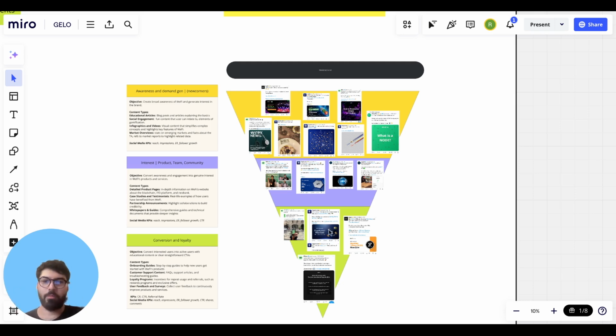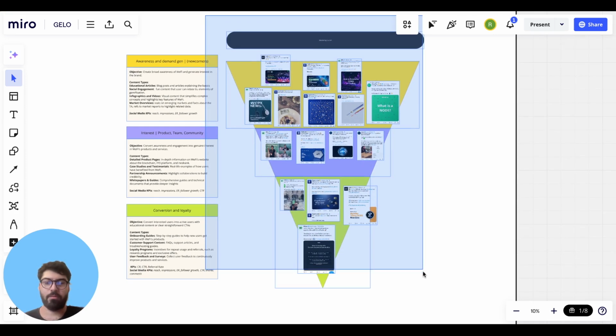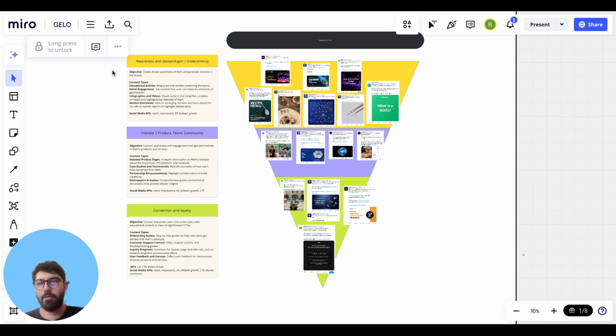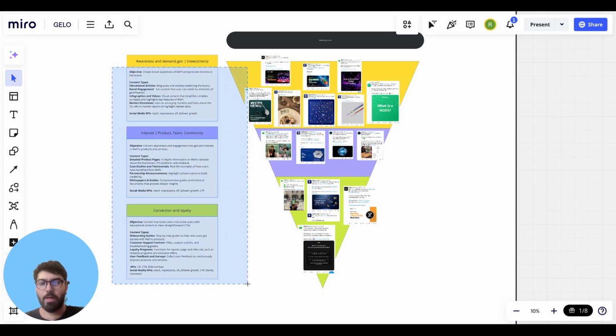Now, this is an example that we use from one of our clients. We've done some competitor analysis on their competitors' versions of these types of content and outlined for them different types of content that will be used in each part of the funnel. So in top of funnel, we'll have educational articles, social media engagement, educational series, infographics and videos, market overviews, and relaying the context in which the brand sits.